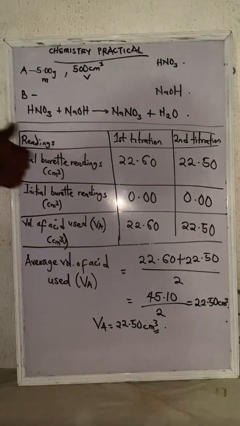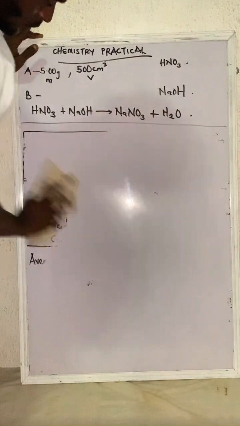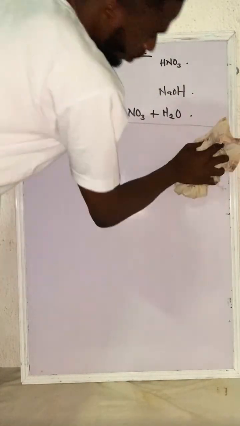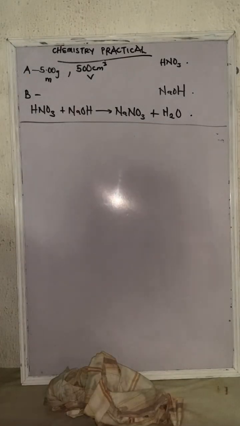So let's move on to the next thing. The next question is given in the question. From the result, calculate, right? I already got the volume of acid. So the next thing is to find the concentration.